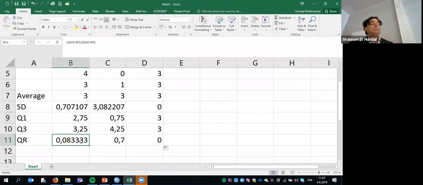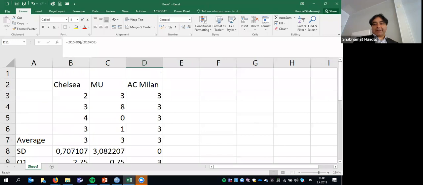It means what? There is a 0.08 difference between two matches which Chelsea plays. Which match? Where their performance is 75% and 25%. And here, the gap between their 75th percentile performance and 25th percentile performance is this. But here, the gap is 0. There's no gap.